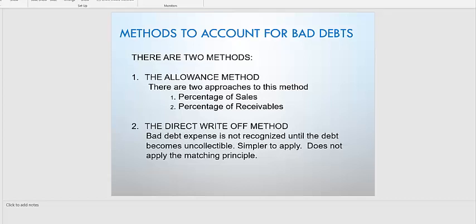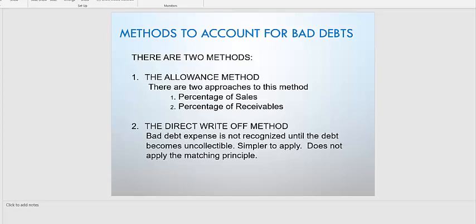Chapter 16 deals with bad debts. When a company allows customers to purchase items on account, sometimes the company never collects what's owed to them from those credit customers. We call those accounts receivable that we cannot collect uncollectible or bad debt. There are two methods to account for bad debt. One is the allowance method, and the other is the direct write-off method.